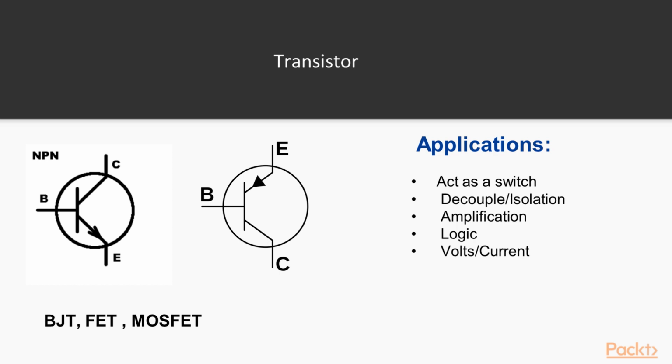The PNP transistor works in reverse of the NPN transistor. These are made in different ways: BJT, which is bipolar junction transistor, FET, which is field effect transistor, and MOSFET, which is metal oxide silicon FET. Transistors are widely used as digital switches. They can be used for decoupling and isolation, which is separating the high voltage from the low voltage. They can be used for amplification and so on. The rating is in volts and current.